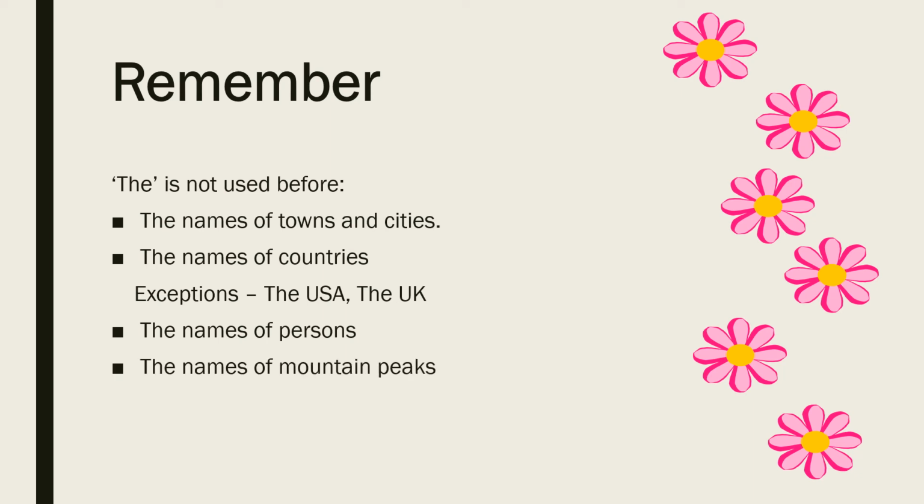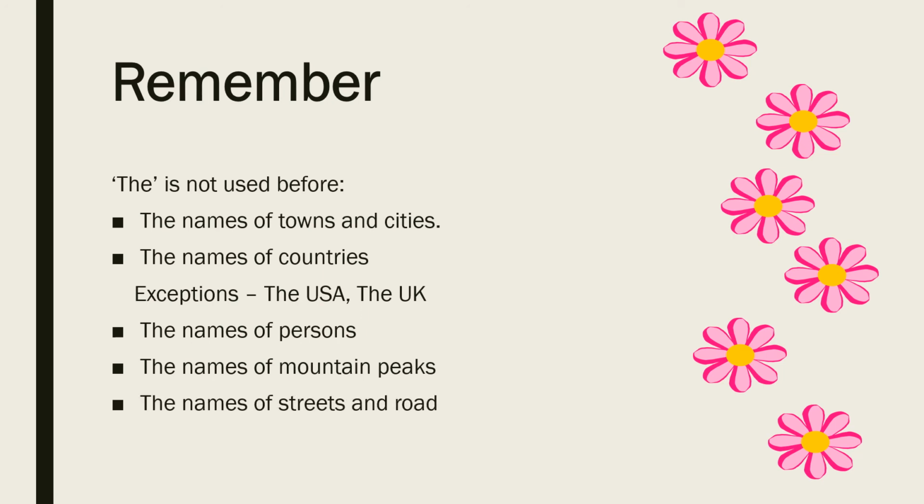The names of mountain peaks. Now in the earlier slide I have told you we use the before the name of mountain ranges. That means the complete range, the complete chain of mountains. If we are talking about that, then we will use the. But if we are talking about a particular mountain peak like Mount Everest, it is not a complete mountain range, it is only a peak of a mountain. So we will not use the with mountain peaks.